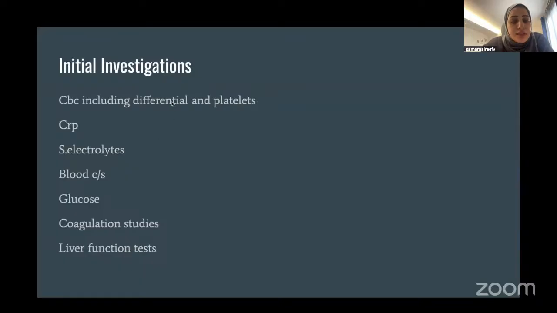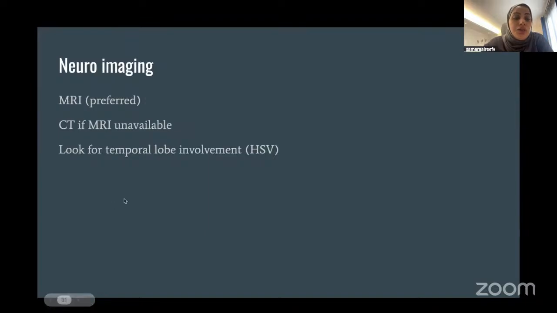Moving forward to initial investigation. So your primary assessment, your basic lab, CBC, including differential and platelets, your CRP, serum electrolytes, blood culture, glucose, very important, coagulation studies, and your liver function tests. And then specifically, you do your MRI. So the MRI is the preferred mode of imaging in such cases. Then CT scan if MRI is not available. And specifically in HSV encephalitis, you check for temporal lobe involvement in MRI.